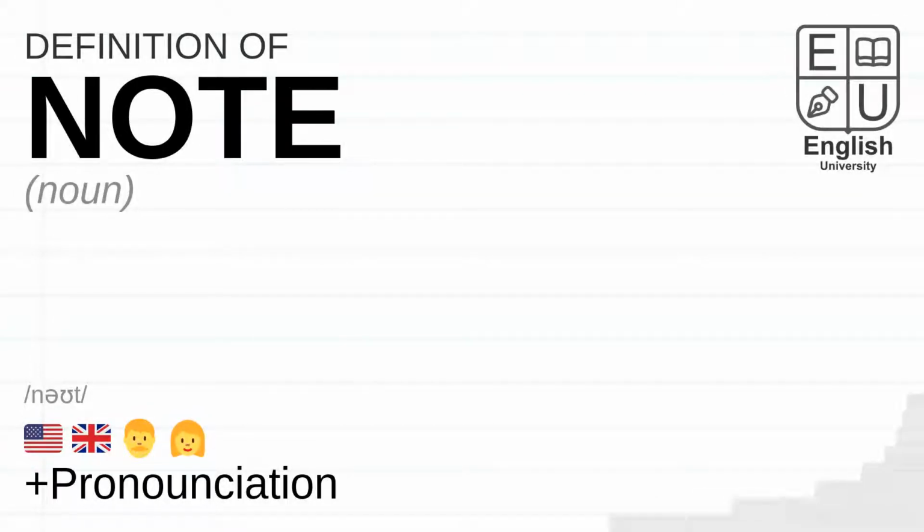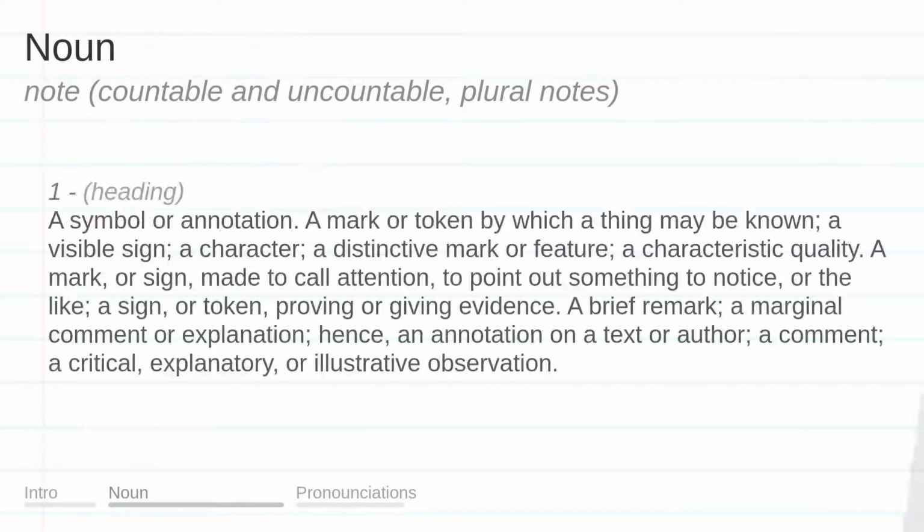Definition of the word note. Noun. A symbol or annotation. A mark or token by which a thing may be known. A visible sign. A character. A distinctive mark or feature. A characteristic quality. A mark, or sign, made to call attention, to point out something to notice, or the like.